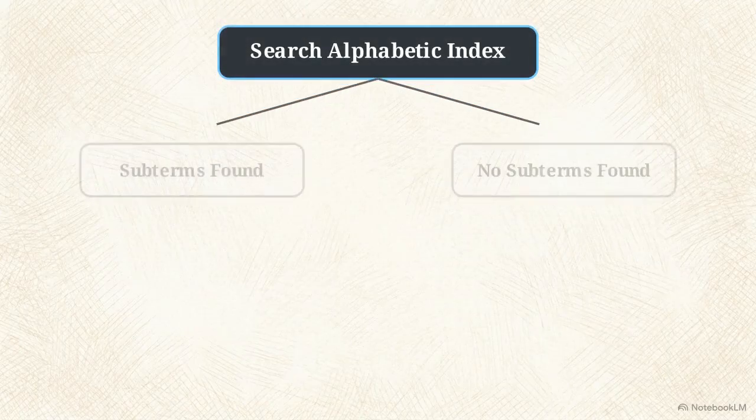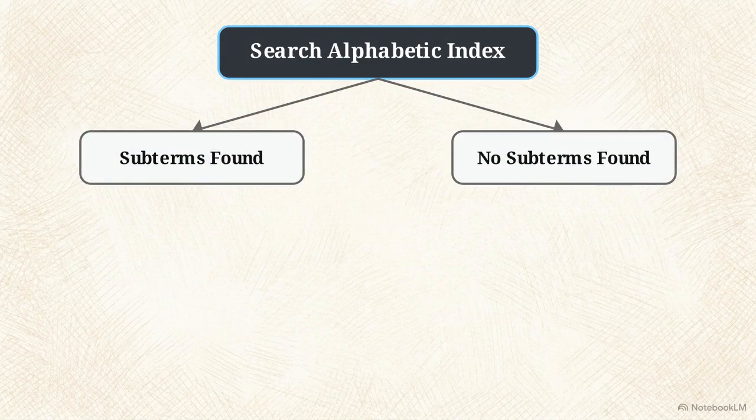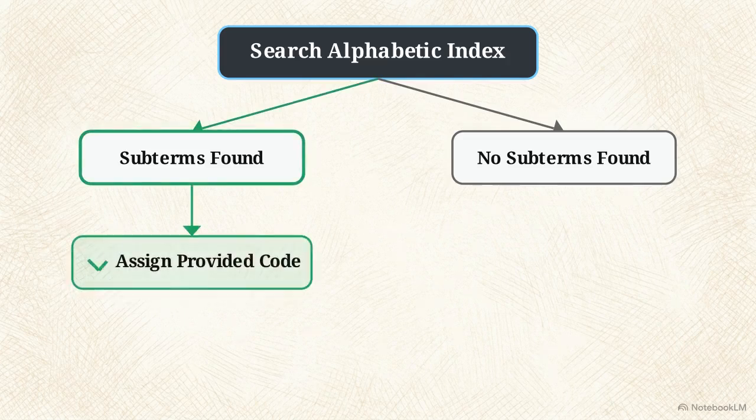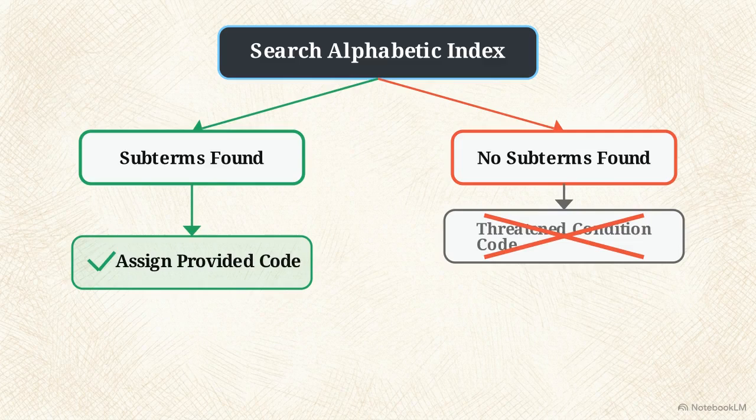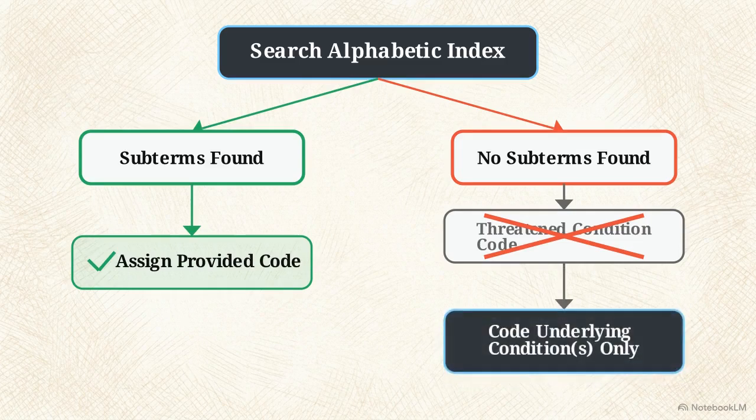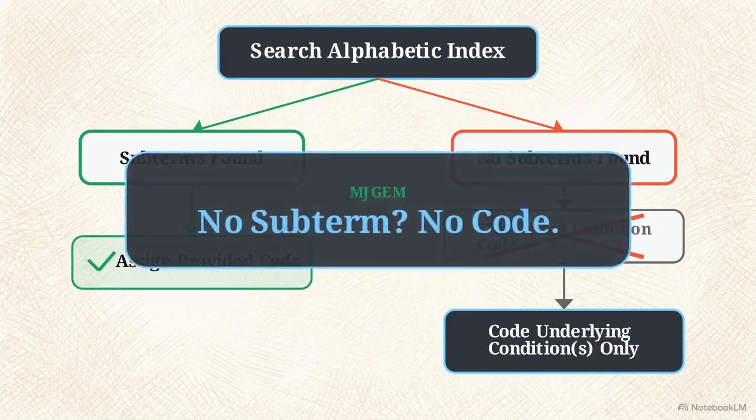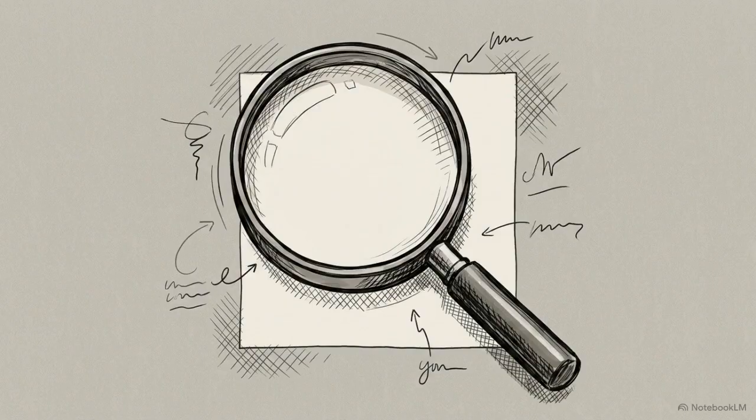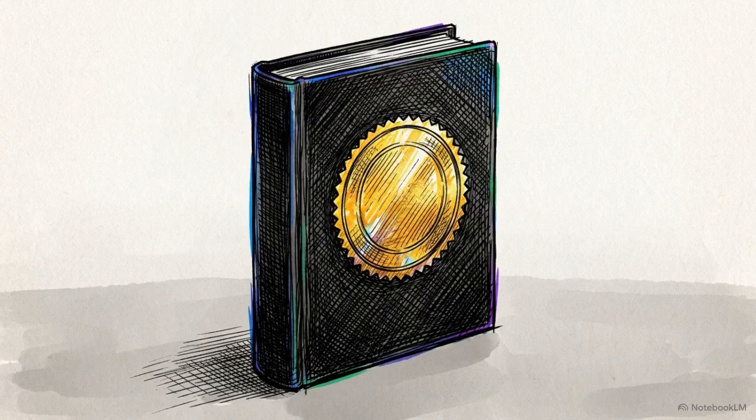This index search yields a binary outcome. If subterms are listed, assign the specific code provided. If subterms are missing, the impending condition must not be coded. Instead, code only the underlying conditions. Remember, no subterm, no code. This rule prevents a coder from assuming a code exists where it doesn't. The manual dictates which unoccurred threats have specific validity for reporting on their own.